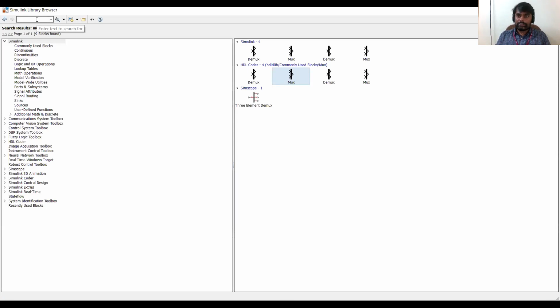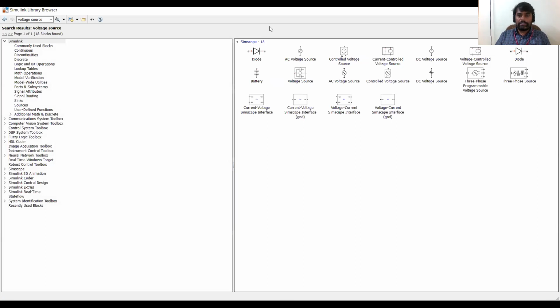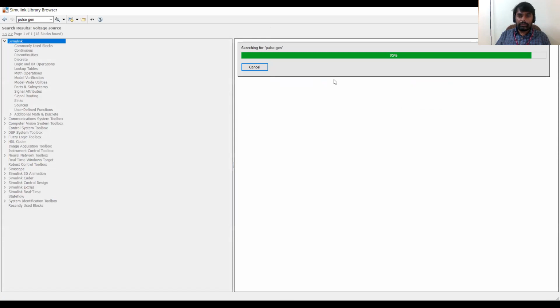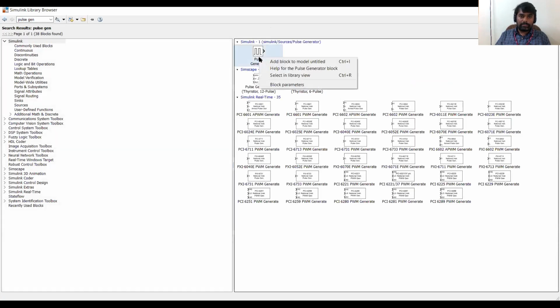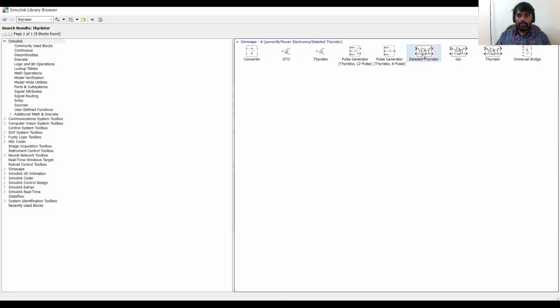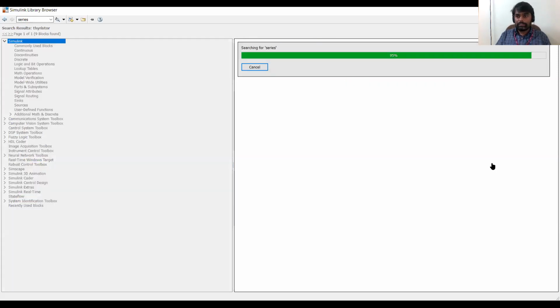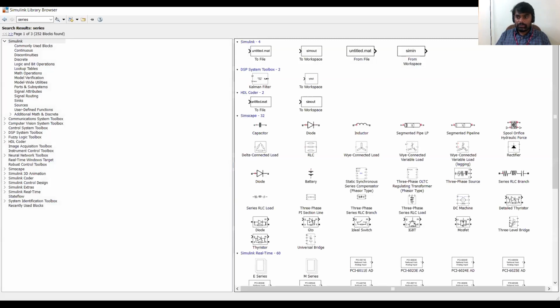Okay, now you just keep on adding the required elements to the untitled page. First we need a voltage source, right? We just type voltage source here. You will find the AC voltage source here. You just right click on this one. You can add the block to the untitled page. Then we need a pulse generator. Here you can see the pulse generator. Okay, then we require thyristor. Then we require load, series RLC branch. So I can find the series RLC branch here.